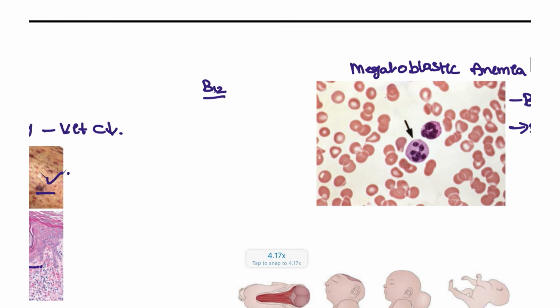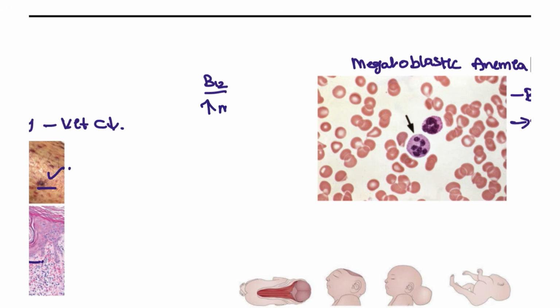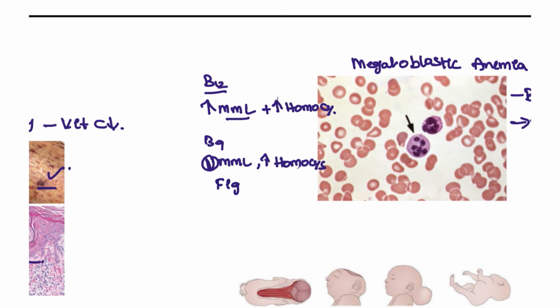So in B12 deficiency, when you look at the methylmalonic acid levels, they are elevated, and along with that it is also going to increase the homocysteine levels. But in B9 deficiency, there are normal methylmalonic acid levels, but elevated homocysteine. And here the FIGLU test is positive, and here the FIGLU test is negative.